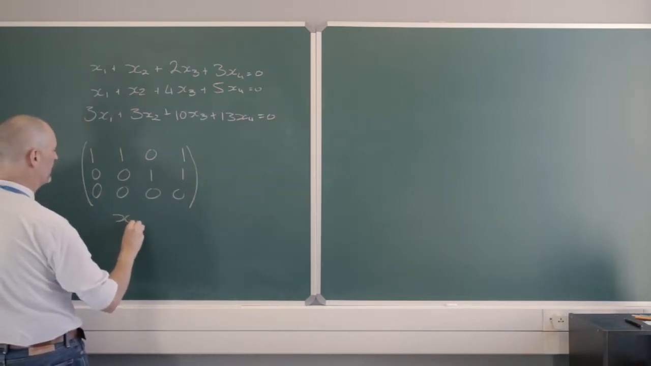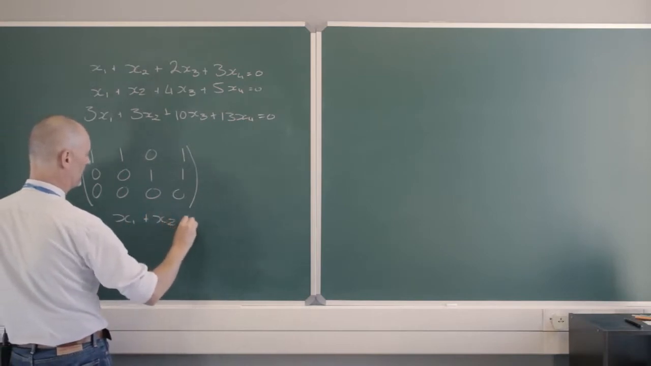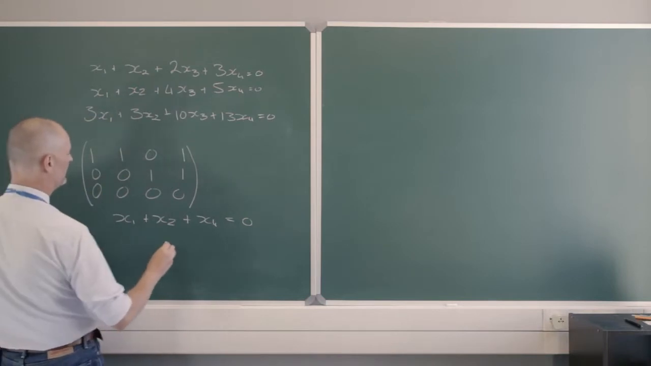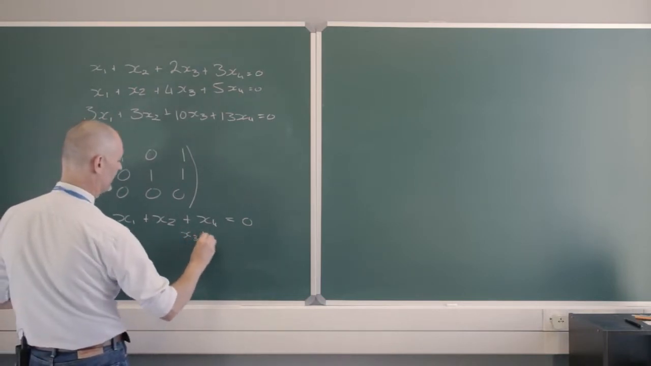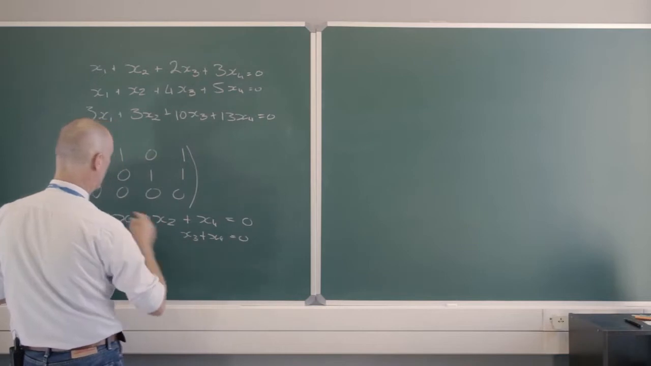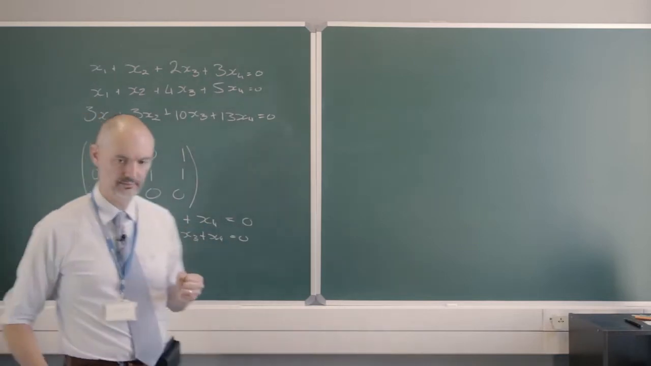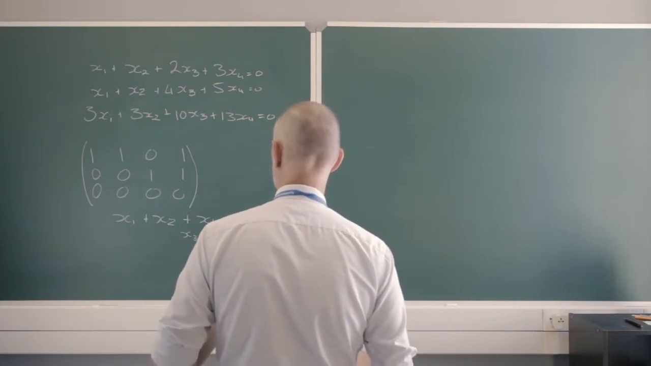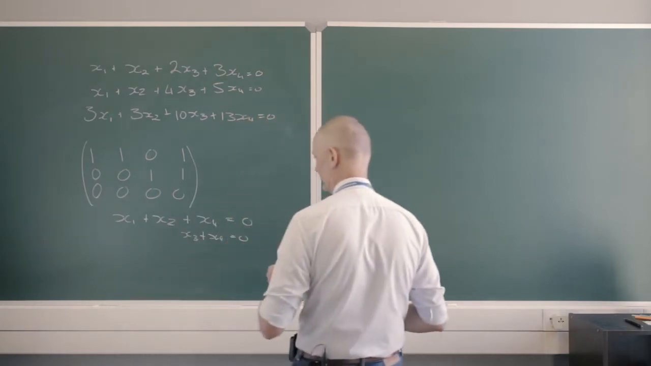We're saying that x sub 1 plus x sub 2 plus x sub 4 equals 0. In the second row, we have the fact that x sub 3 plus x sub 4 equals 0. And then the last row, we just have all zeros. So that doesn't help us at all. So what do we want to do from here?